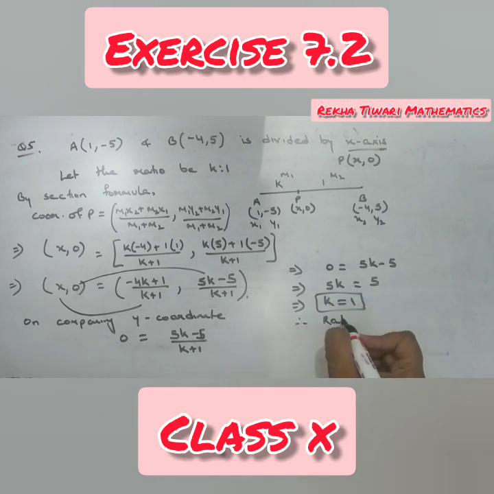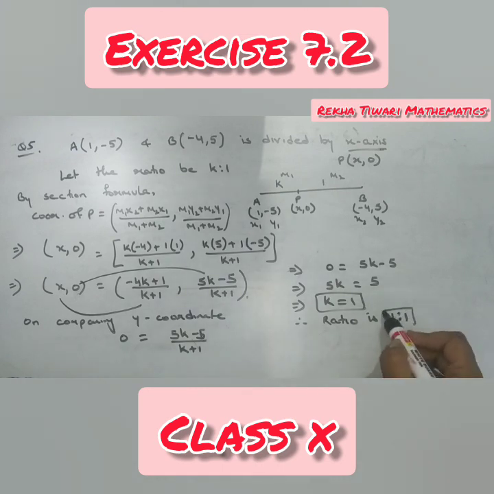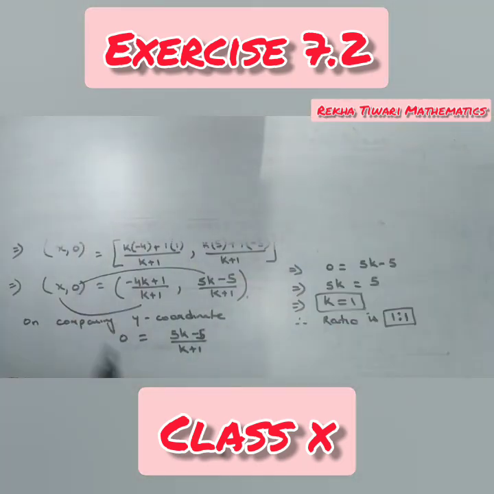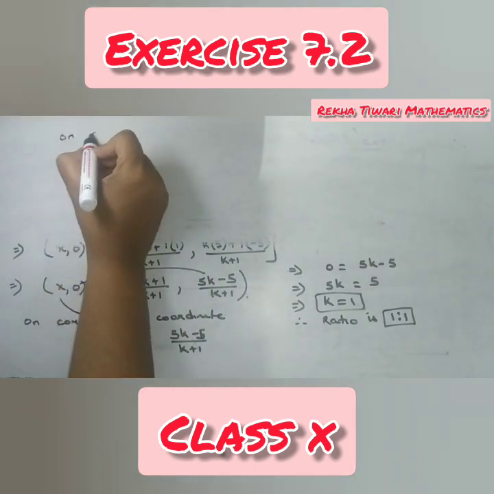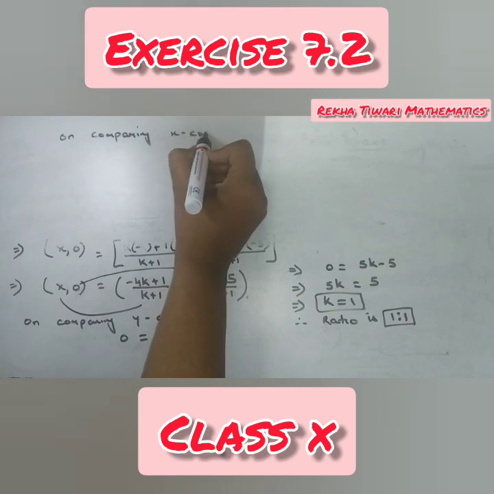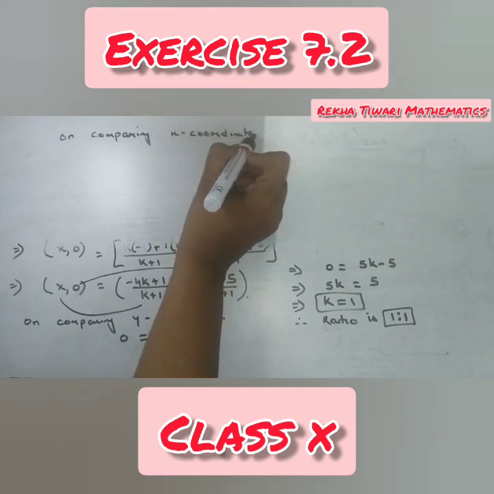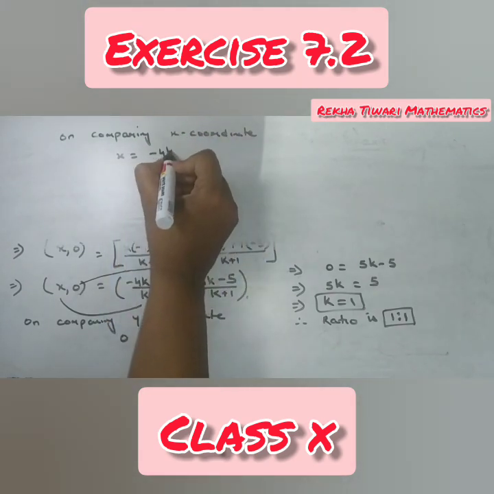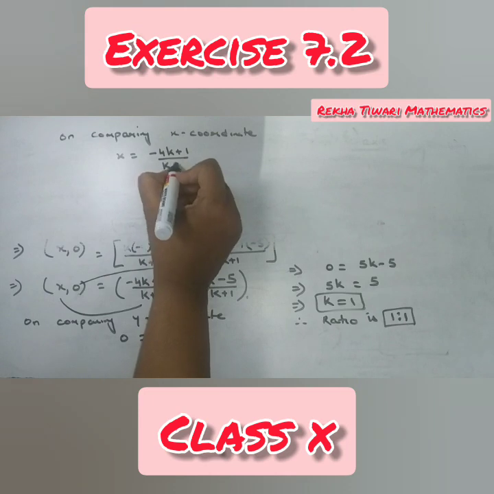Therefore, the ratio is 1 is to 1. K is to 1, that is 1 is to 1. And since you have to find out x also, for finding the x, compare the x coordinate. So on comparing x coordinate, x is equal to minus 4k plus 1 upon k plus 1.